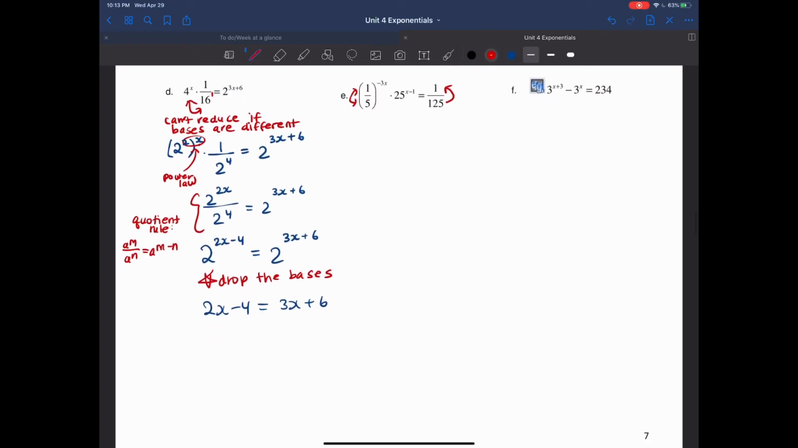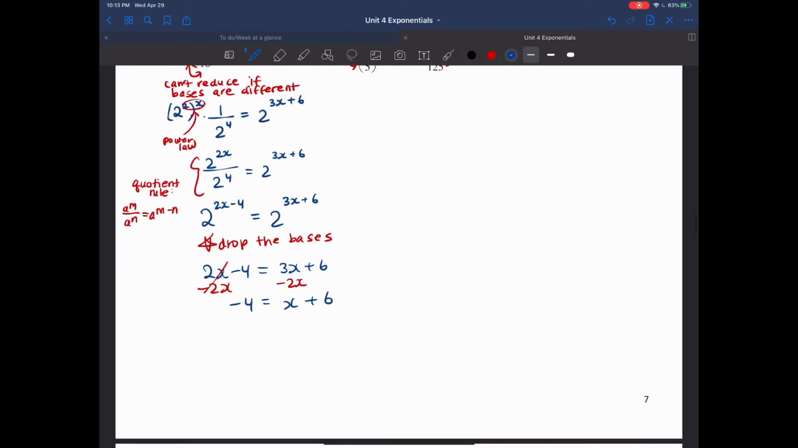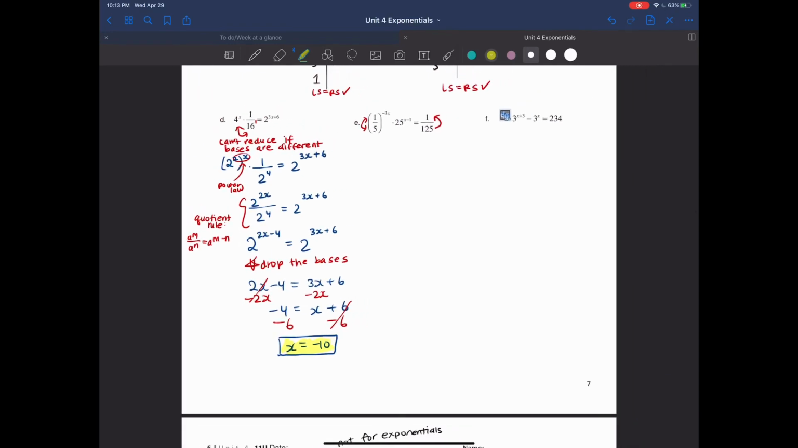I want to get my x's to one side, so I'm going to subtract 2x on both sides. I get negative 4 is equal to x plus 6. One more step of getting x by itself. And x is equal to negative 10. And so I have x is equal to negative 10. All right, question E.